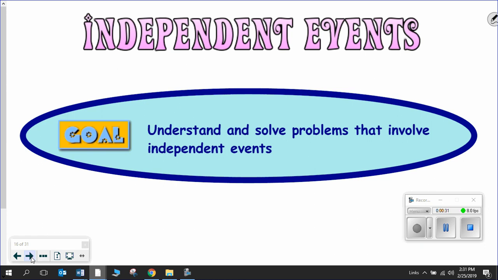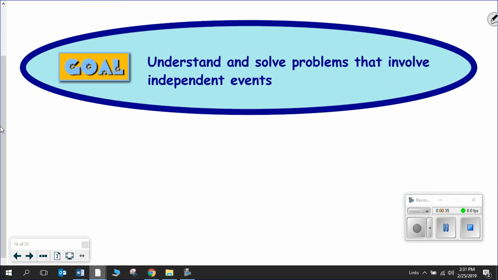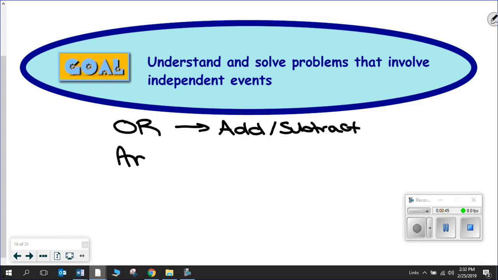So again, we're going to understand and solve problems that involve independent events. When we look at our two words again, the word or means that we are going to add and subtract in that formula. When we see the word and, we are going to multiply. We are going to focus on that keyword and.